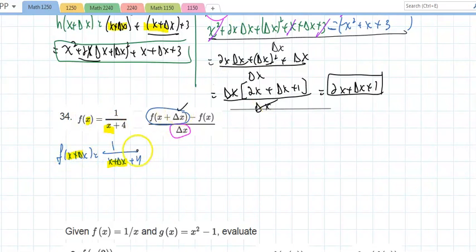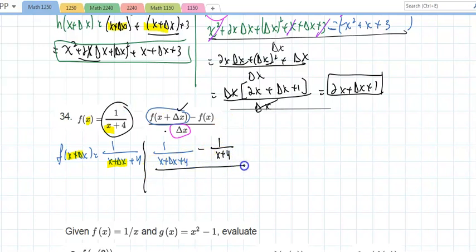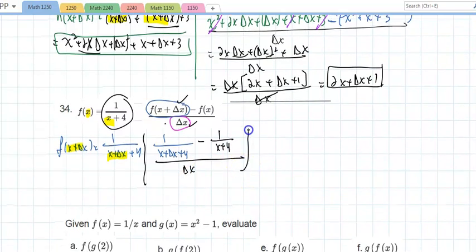Hey, that's this piece. So now if I substitute that in, that is 1 over x plus delta x plus 4 minus f of x. Well, f of x is literally right there, all over delta x. So this is a complex fraction. I could do this two ways. I am going to cover this in a full section, but I'm waiting until probably next week. Well, I'm going to do this sort of the long way.